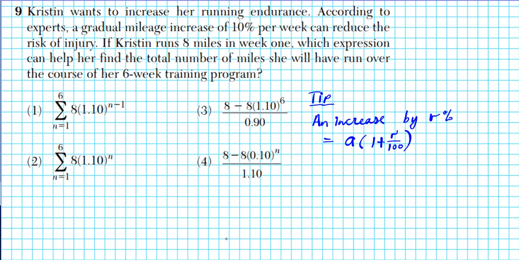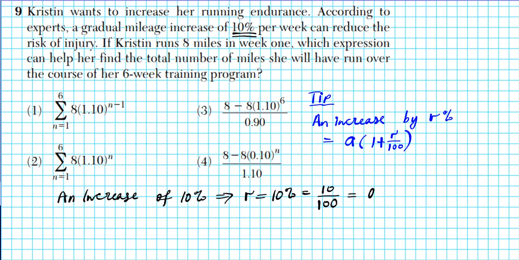In this particular case, what kind of increase does Kristen want to see? She wants to see a 10% per week increase. So what's her situation going to be? An increase of 10% basically implies that our r value is going to be equal to 10%. Okay, and 10% in fractional form is 10 over 100. In decimal form is the same thing as 0.1.